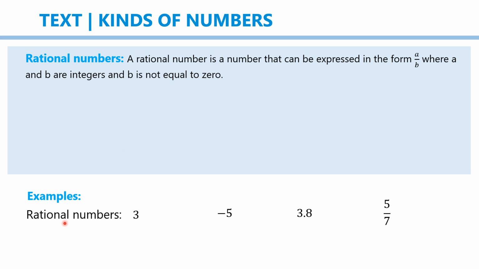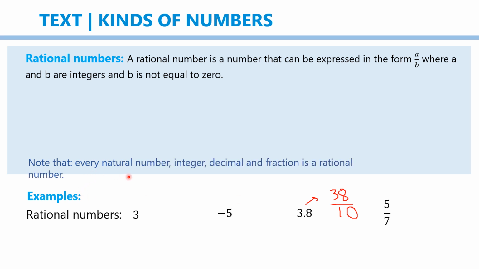Examples of rational numbers. This is a fraction. Here I can write it over 1, and 3.8 I can also write as a fraction: 38 over 10. Okay, so all of them could be written as a fraction.